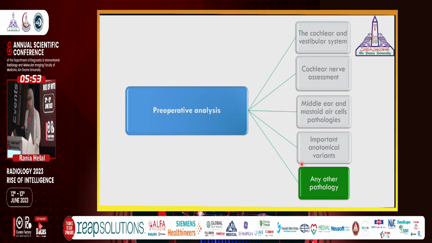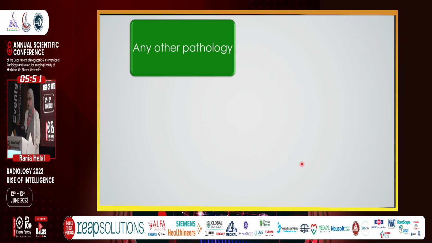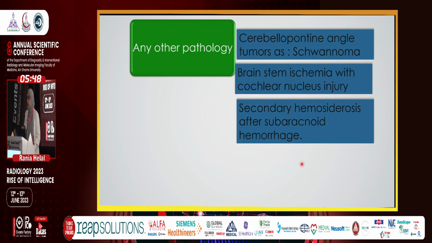The last thing to report is any pathology in the brain that can cause this sensory hearing loss, like schwannoma, cerebellopontine angle schwannoma, brainstem ischemia with cochlear nucleus injury, or in cases with subarachnoid hemorrhage, the secondary hemosiderosis that affects those brains.